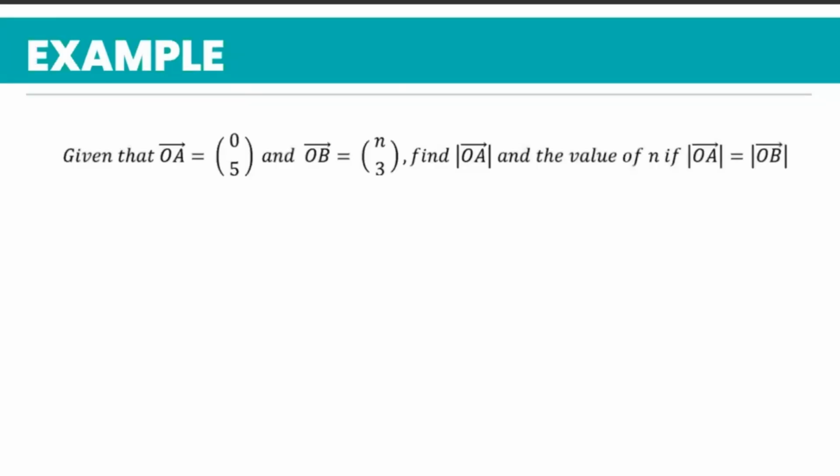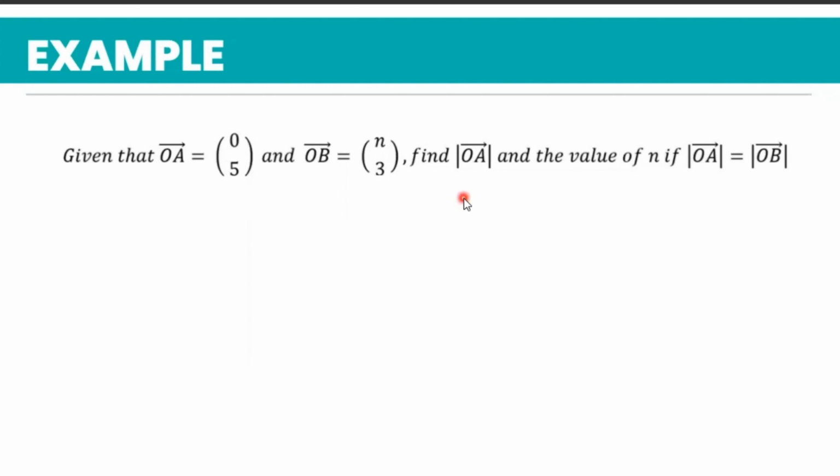So let's go ahead and look at an example to help us understand these concepts. The example reads, given that vector OA is (0, 5) and vector OB is (n, 3), find the magnitude of vector OA and the value of n if the magnitude of vector OA is the same as the magnitude of vector OB. To begin with, let's start off with the first part of this question.